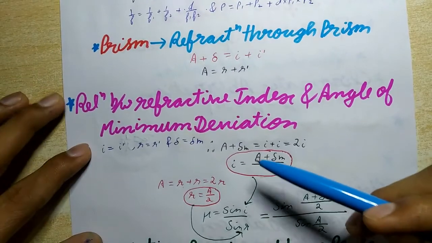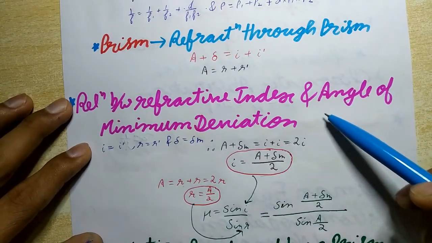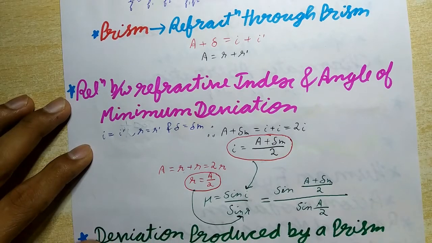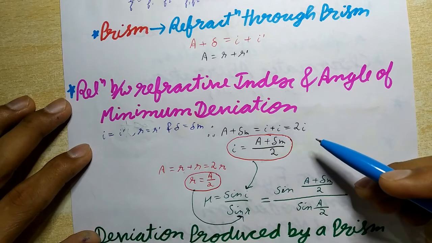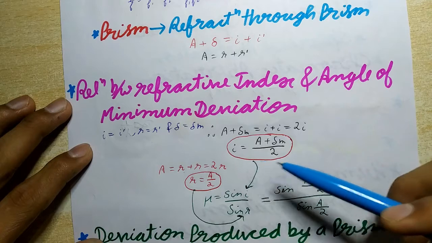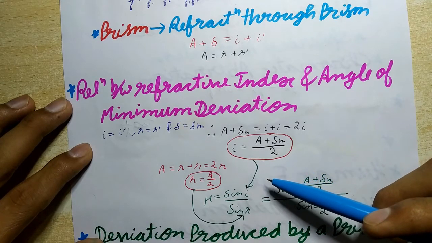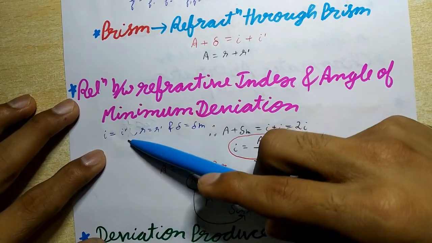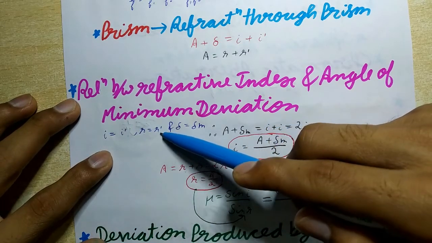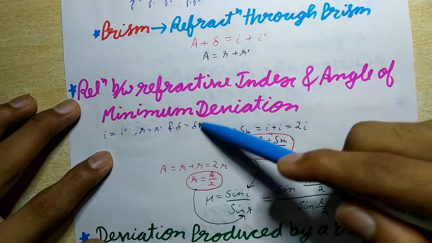Now next is the relation between refractive index and angle of minimum deviation. The minimum value of the angle of deviation suffered by a ray on passing through a prism is called the angle of minimum deviation and is denoted by delta m. When a ray of light suffers minimum deviation, then i = i', r = r' and delta = delta m.